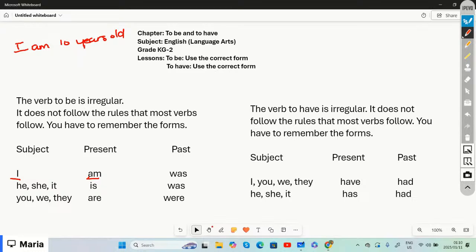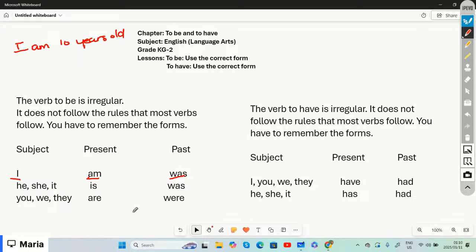Or I am going to the shop. I am eating. I am drinking. I am playing my game. But now, if you want to show the past tense form with the subject I, something that you did, then you say I was.